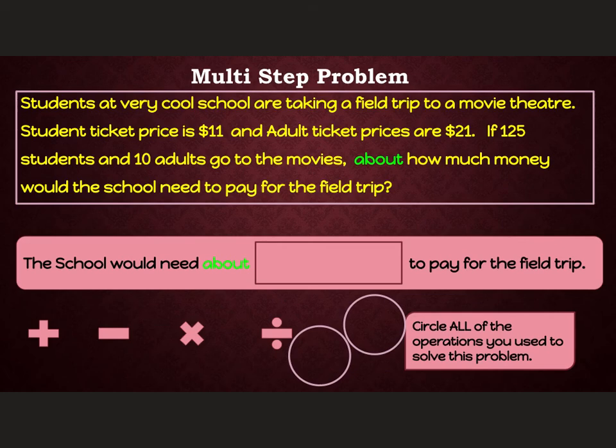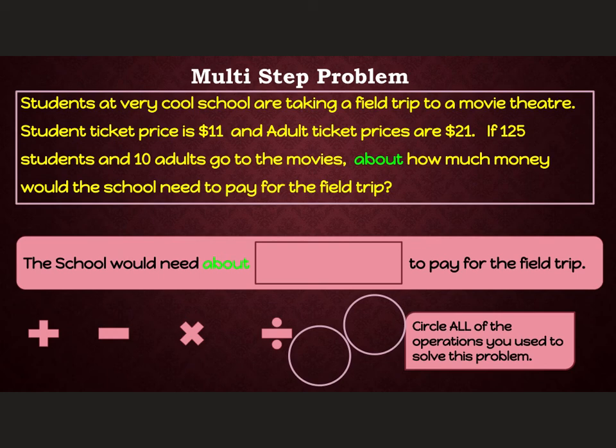Okay, for the first one we have a multi-step problem. Students at a very cool school are taking a field trip to a movie theater. The student ticket price is $11 and adult ticket prices are $21. If 125 students and 10 adults are going to the movies, about how much money would the school need to pay for the field trip?